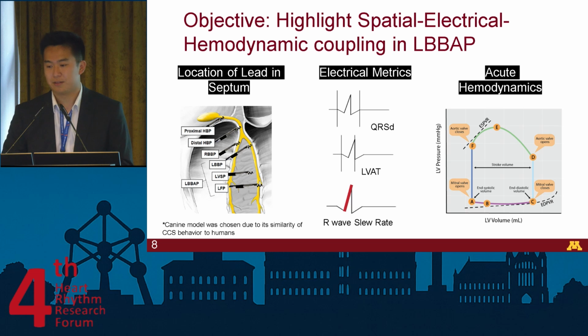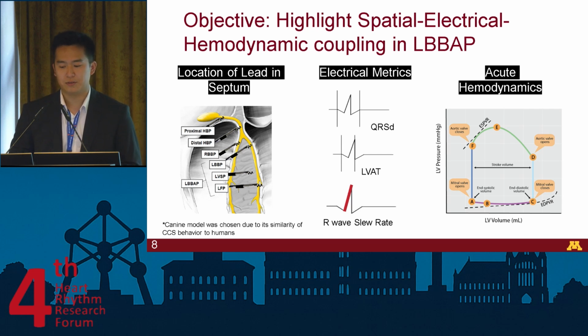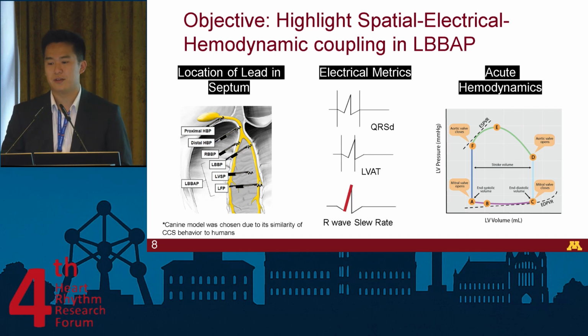So once again, the objective of this is to highlight the spatial, electrical, and hemodynamic coupling in left bundle branch area pacing by visualizing where the lead is in the septum, the electrical metrics that we use to determine if we leave the lead in the septum, as well as using a PV loop catheter to get the acute hemodynamic effects. In this study, a canine model was chosen due to the similarity of its conduction system behavior compared to humans, as traditionally in the lab we work on swine.